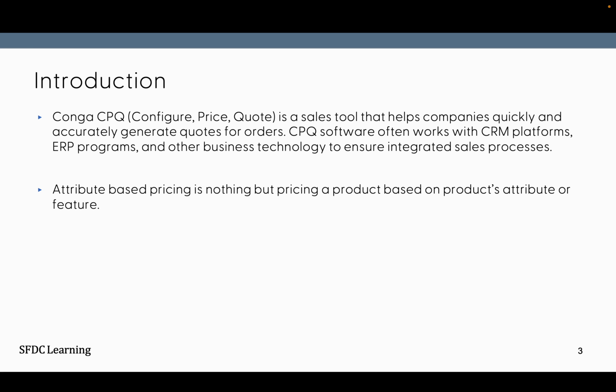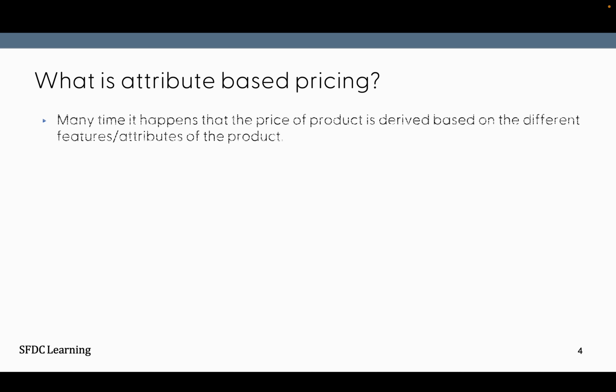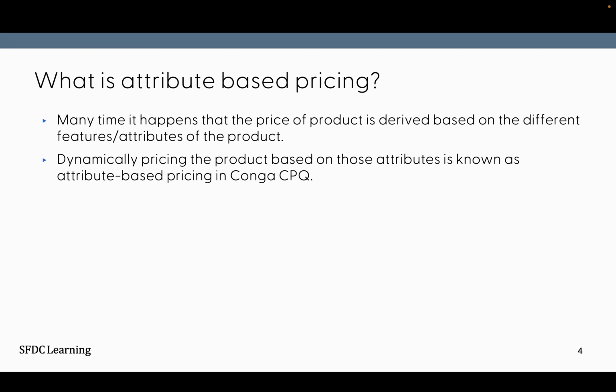Attribute-based pricing is nothing but pricing a product based on the product's attribute or feature. Okay, so that is what attribute-based pricing is. Now, let's learn more. Many times it happens that the price of the product is derived based on the different features or attributes related to that product. Consider a laptop, right? So dynamically pricing the product based on those attributes is known as attribute-based pricing in Conga.